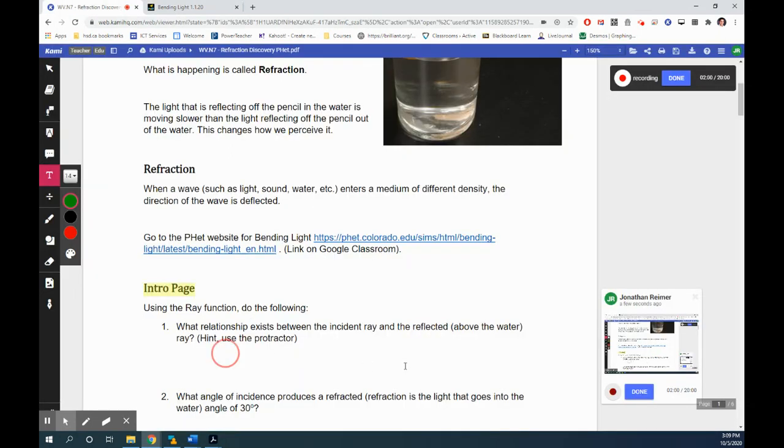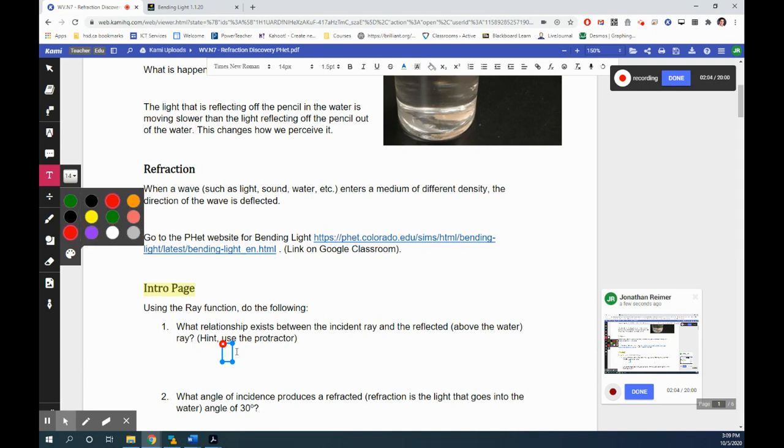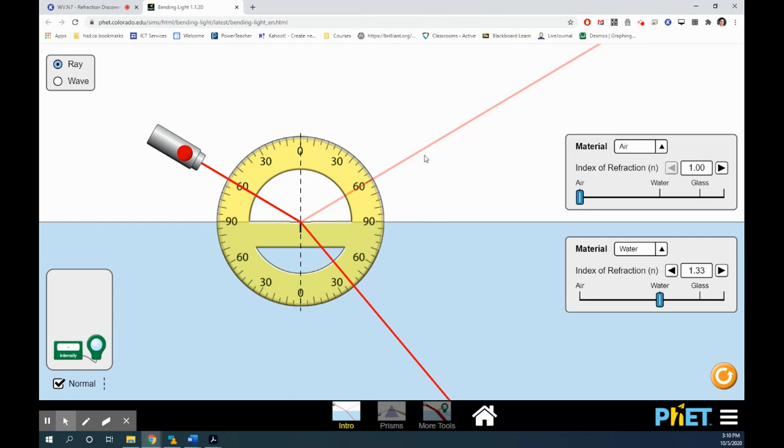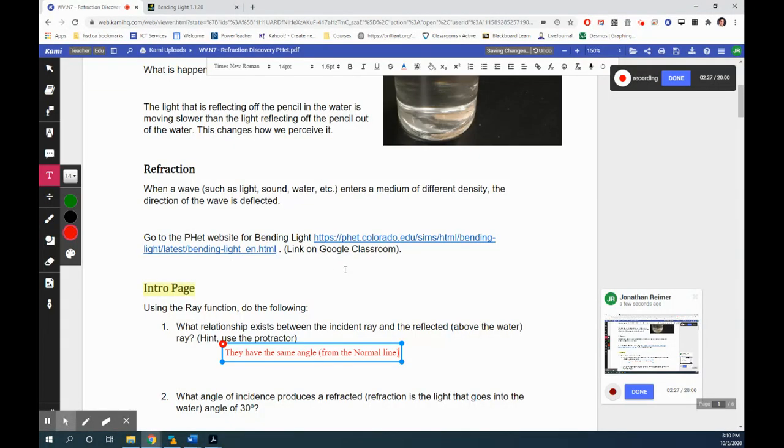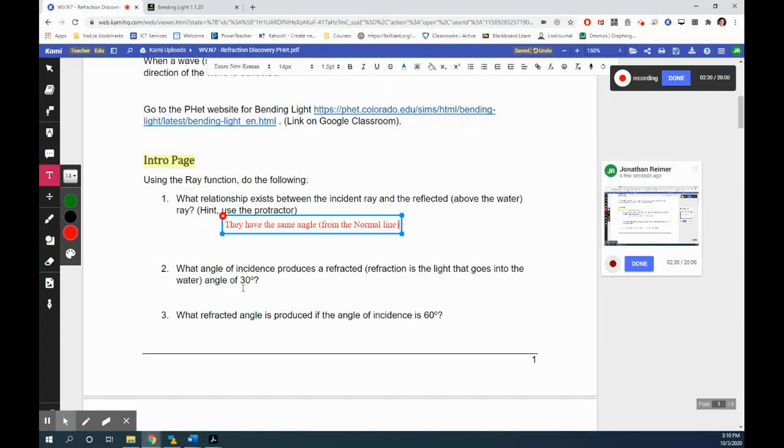Okay, what is the relationship that exists between the incident ray and the reflected ray? They have the same angle. All right, and that is specifically from the normal line. And we talked about that last time. Okay, the reflected ray is going to have the same angle as the normal line. The refracted will not. Okay, and so that brings us to our second question.